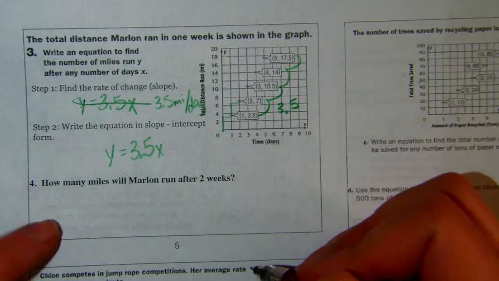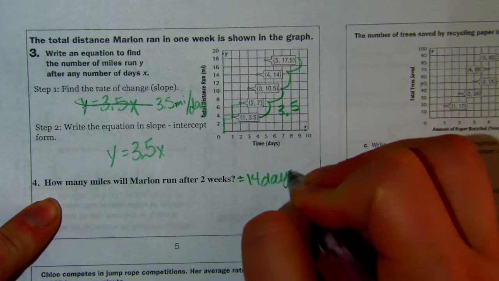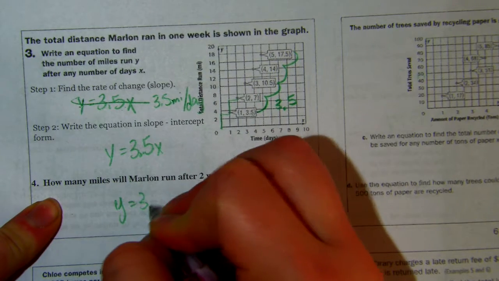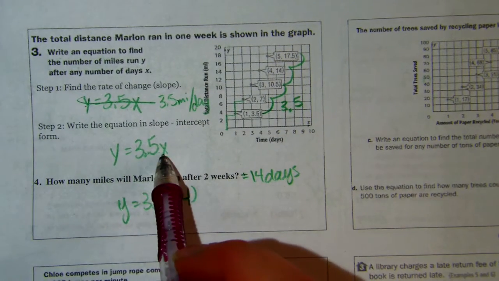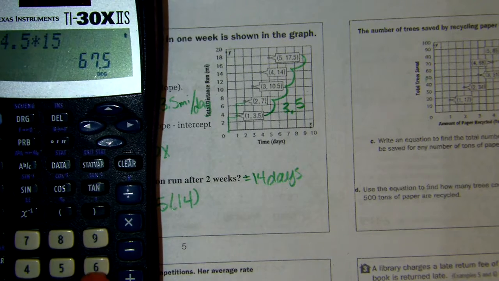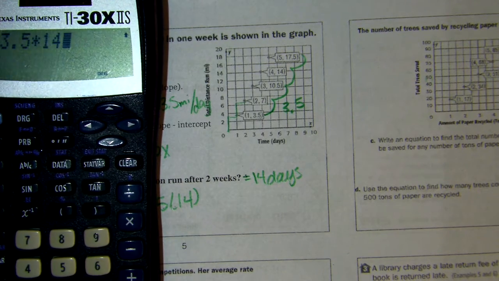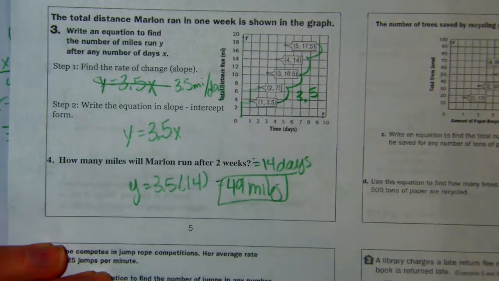How many miles will Marlon run in 2 weeks? Well, 2 weeks is 14 days. So y equals 3.5 times 14. I have to use that 14 because this is per day, not per week. So I need to change it to days. So 3.5 times 14 days, 49 miles in 2 weeks. All right.